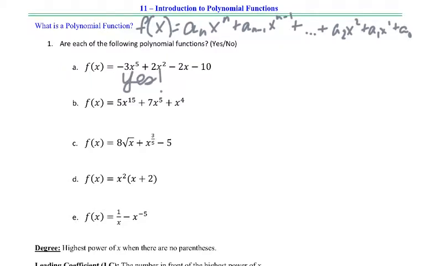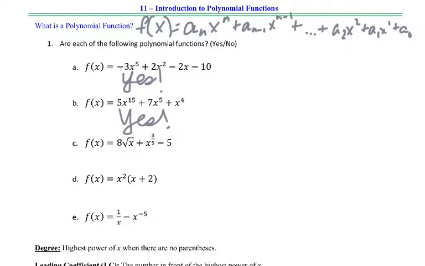Looking at B, we have f of x equals 5x to the 15th power plus 7x to the 5th power plus x to the 4th power. We're dealing with non-negative powers and real number coefficients. So yes, that is a polynomial function.